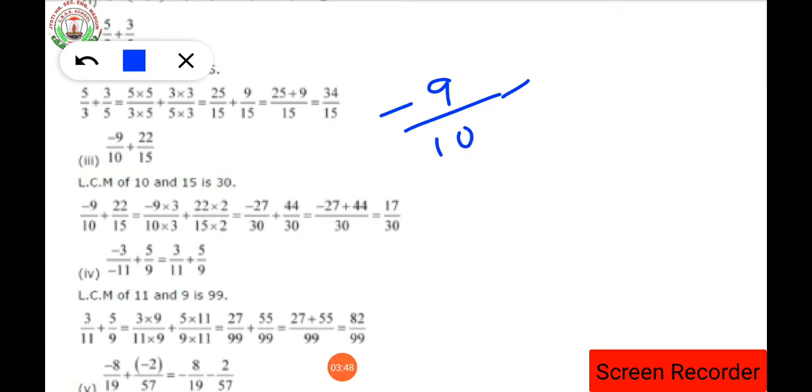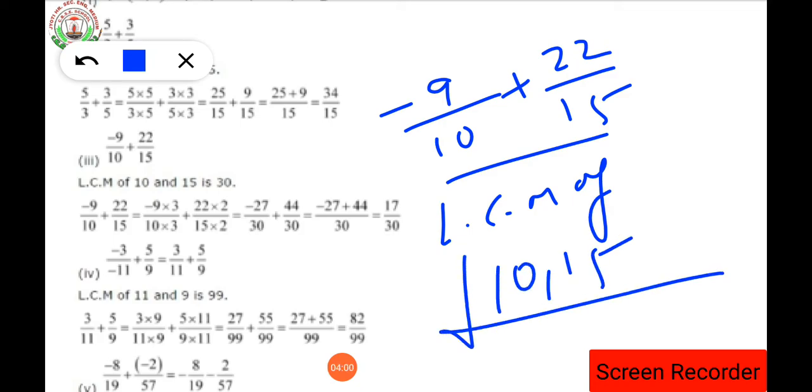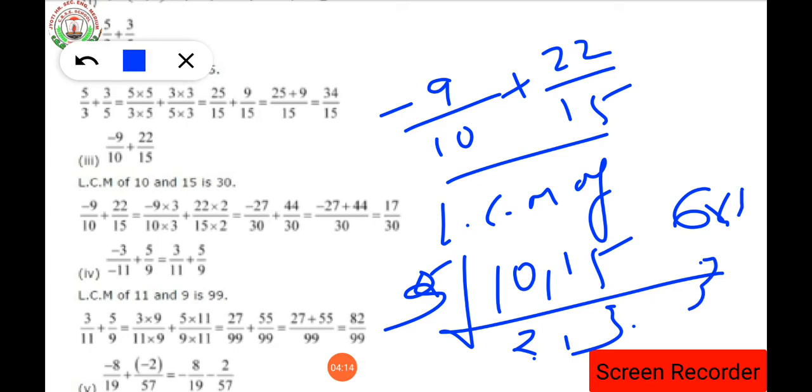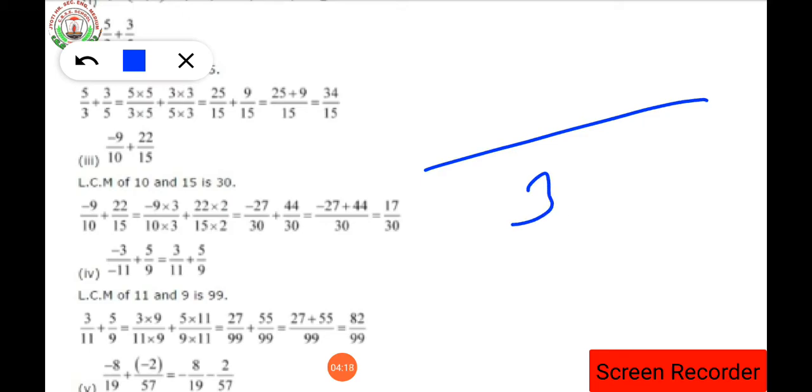So what is the next question? Minus 9 by 10 plus 22 upon 15. Again this is an unlike term because their denominators are different. So we are going to take the LCM. Can we take it directly by 5? Of course we can. We take 2 and here 3 is coming. So 2 into 3 is 6, and 6 into 5 is 30. So what is the LCM of the numbers we have? 30. The LCM for 10 and 15 is 30.